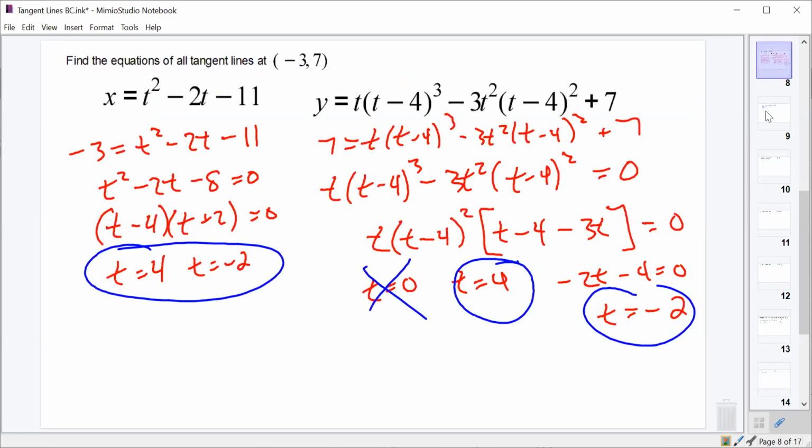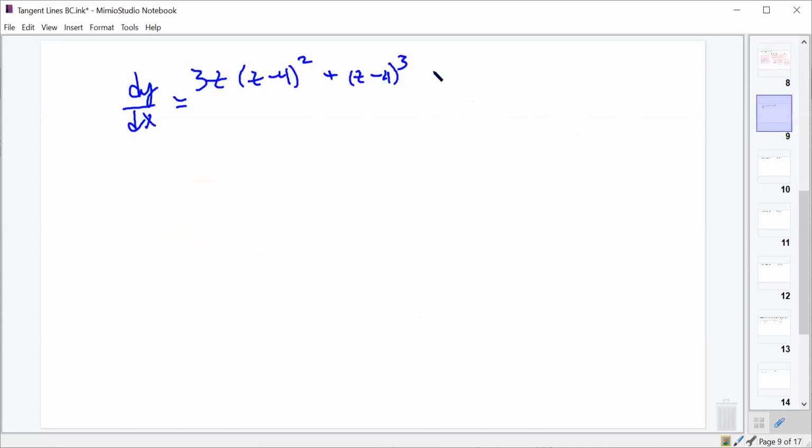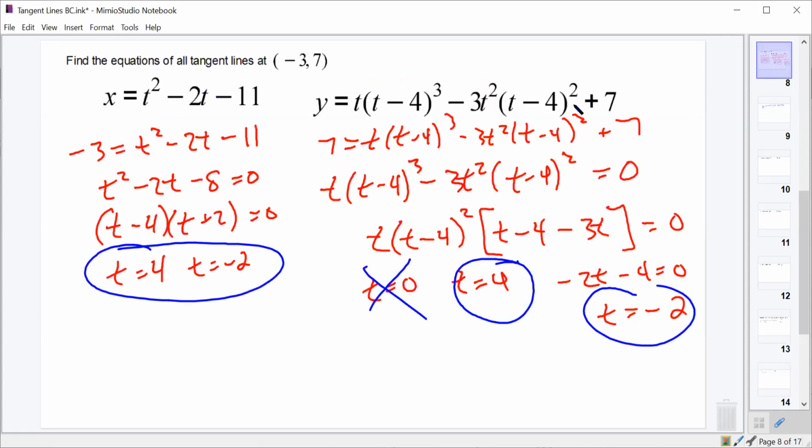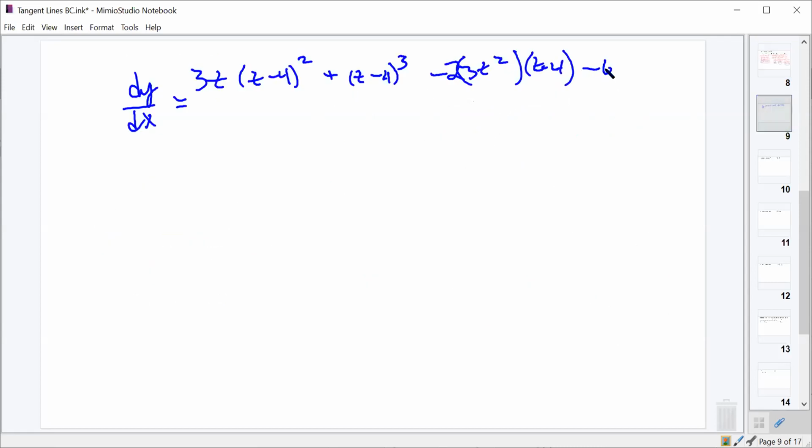And then we're going to have minus 3t squared times the derivative of (t minus 4) squared, which is 2 times (t minus 4). And then we have a minus 3t squared, so we'll take the derivative of that to get minus 6t times (t minus 4) squared. Is that what you all got for your numerator? The 7 goes away, it's constant, so its derivative is 0.